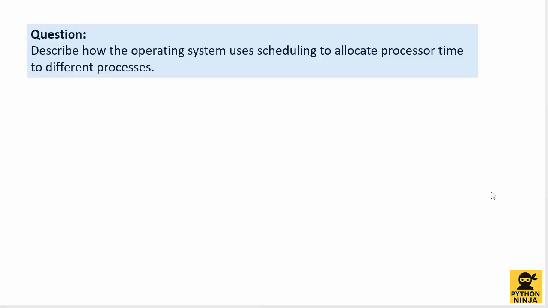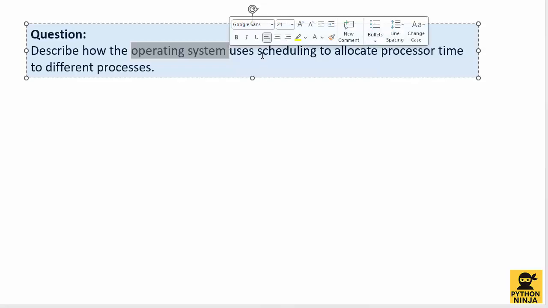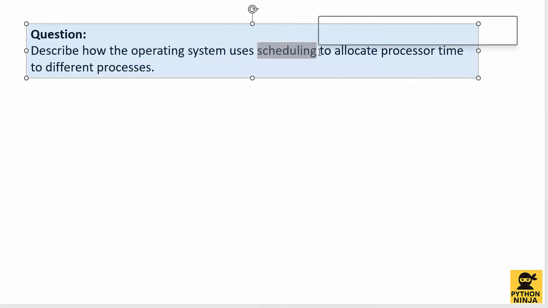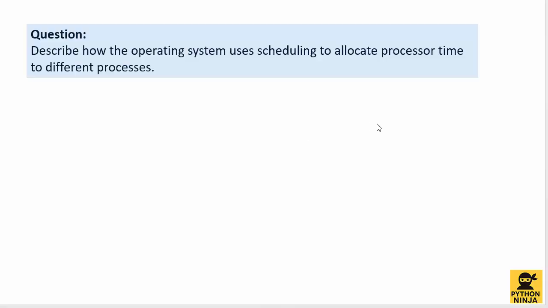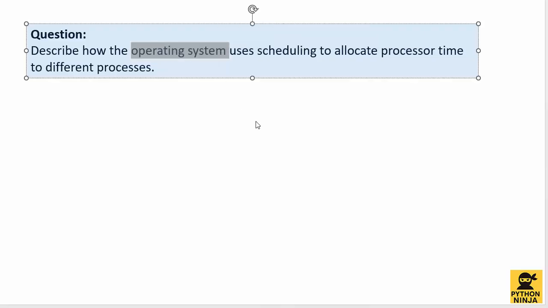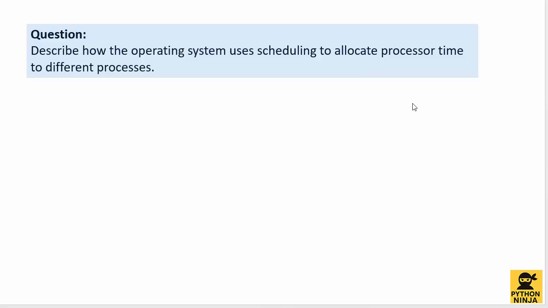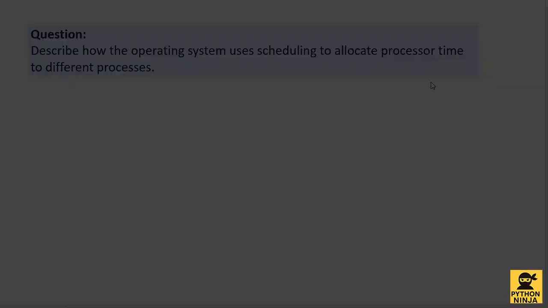So a common GCSE question is one that looks a bit like this. It asks about the operating system, and it wants to know how scheduling is used to allocate processor time to different processes. And there's a large number of key terms here that we need to understand. We need to know what the role of the operating system is, what they mean by scheduling, what a process is, and how it is allocated processor time.